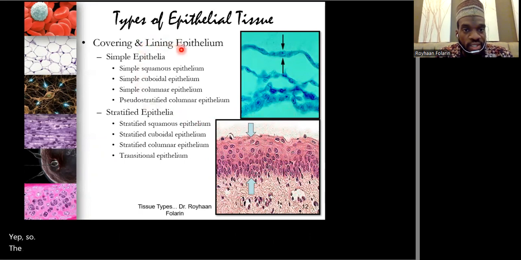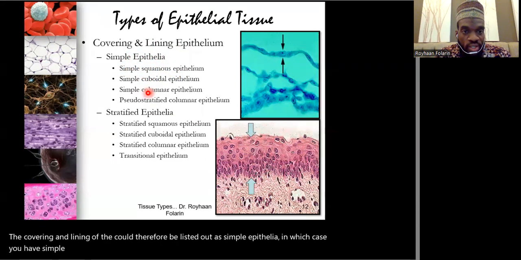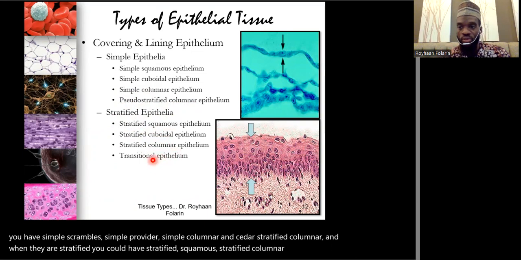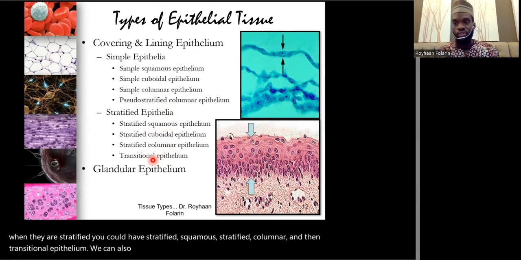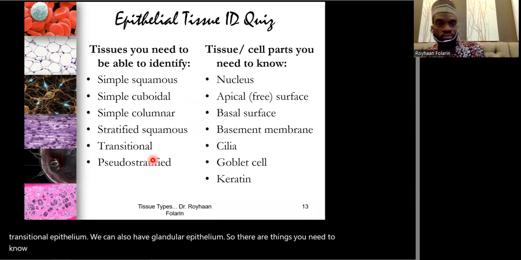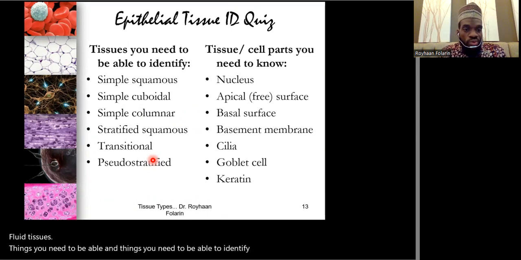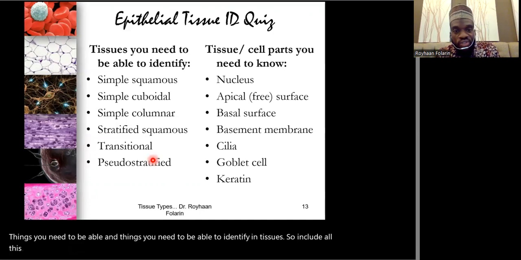So the covering and lining epithelium will therefore be listed out as simple epithelia, in which case you have simple squamous, simple cuboidal, simple columnar, and pseudostratified columnar. And when they are stratified, you could have stratified squamous, stratified cuboidal, stratified columnar, and then transitional epithelium. We can also have glandular epithelium. So there are things you need to be able to identify in tissues, and they include all these things that we have just mentioned.